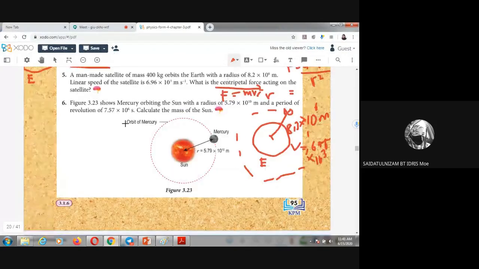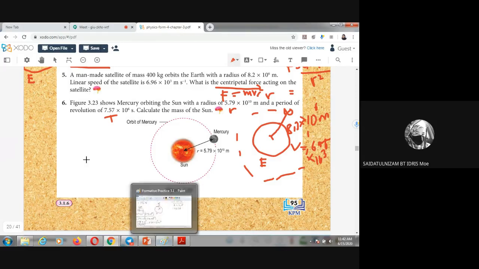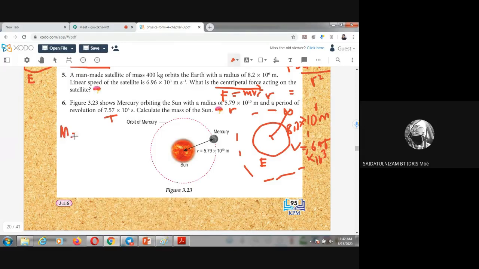Number 6. Okay, figure 3.23 shows the Mercury orbiting the Sun with a radius of 5.79 times 10 power of 10 meter and a period of revolution of 7.57 times 10 power of 6. Calculate the mass of the Sun. So Mercury orbiting the Sun with radius, ini R dia. Period of revolution ni T besar dia, period time. Jadi formula untuk mass of Sun tadi apa? Mass equal to 4 pi square R cube kan? Okay, divide dengan G T square kan?